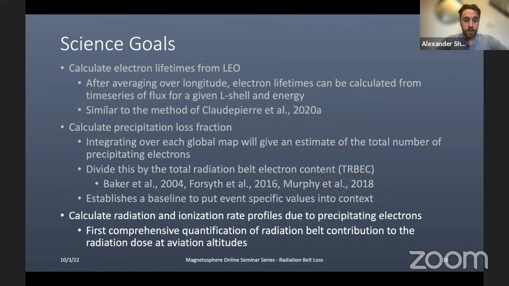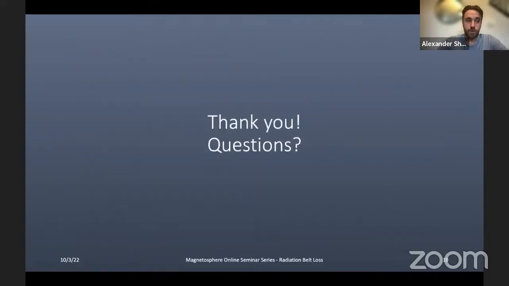Lastly, we are interested in what the radiation belt electron precipitation contribution is to the radiation environment at aviation altitudes. Our group has developed ionization rate and radiation dose rate lookup tables, and these take as input the precipitating electron energy spectrum in both energy and pitch angle, and output altitude profiles of each quantity down to the surface. We can then calculate a global map of the radiation dose rate at aviation altitudes due to precipitating radiation belt electrons, which would be the first comprehensive quantification of this contribution. And with that, I'd just like to thank everyone for listening today, and I'm happy to take any questions.